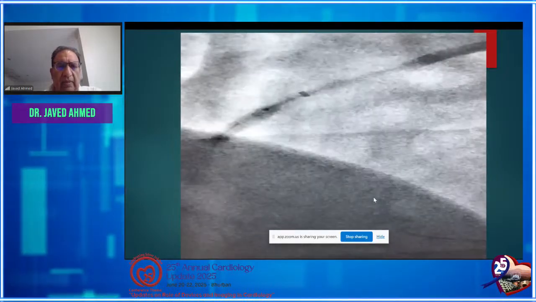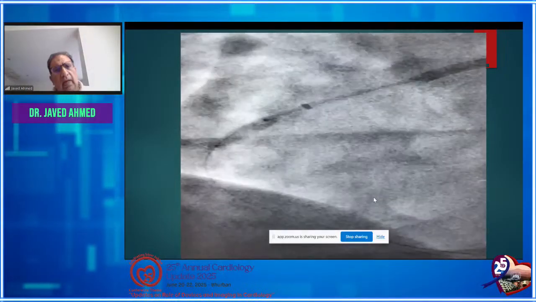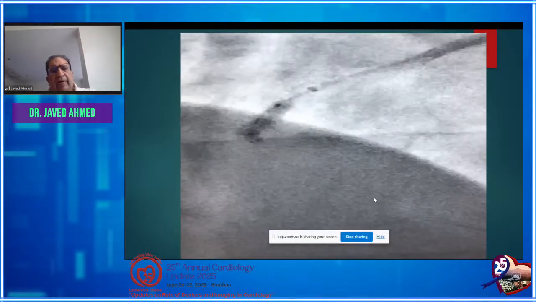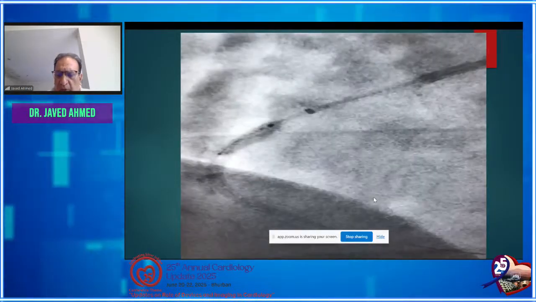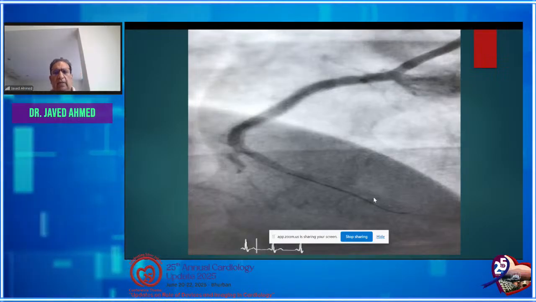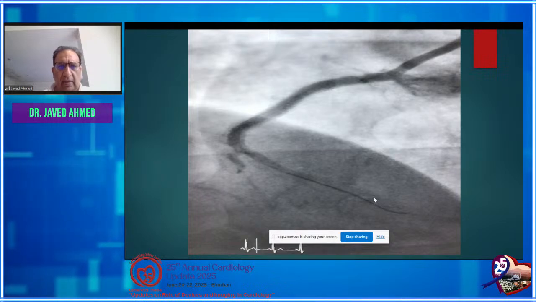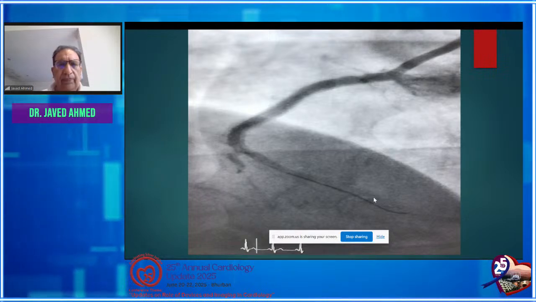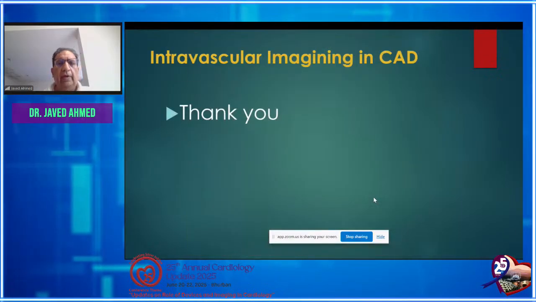And in fact, in this, after the initial balloon, because of severely calcified artery, IVL was used as well along with laser to have a hybrid approach. And this is the final result after treatment and intravascular imaging. Thank you.